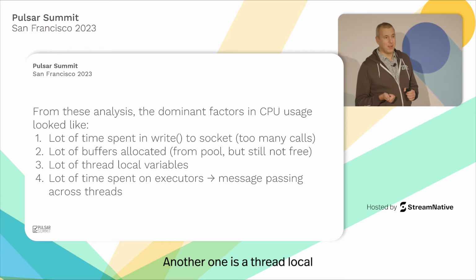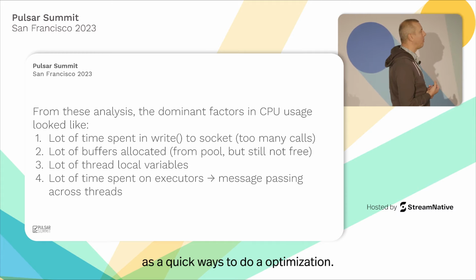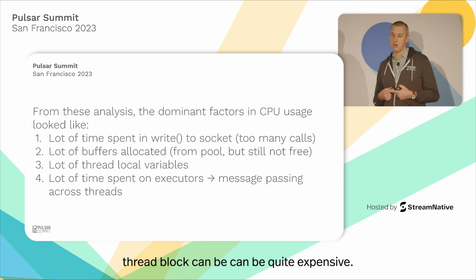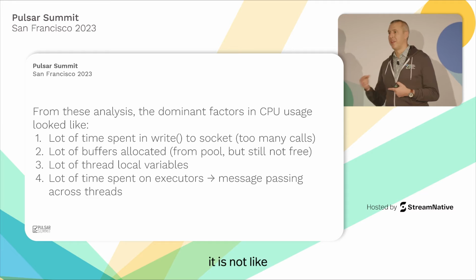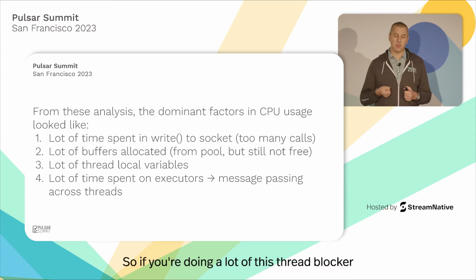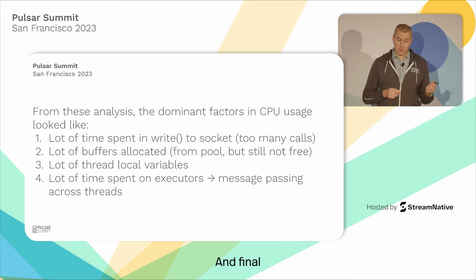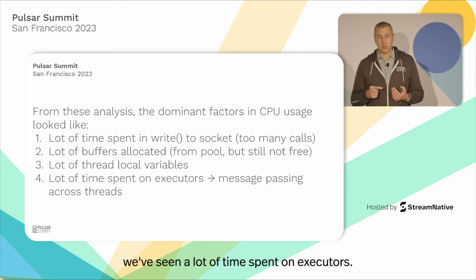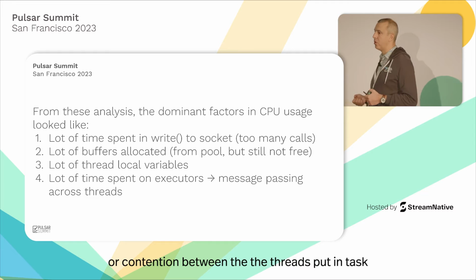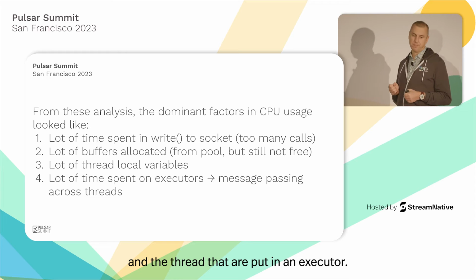Another one is thread local. We used thread local, as we introduced in the past, as a quick way to do optimization that was faster than before, but thread local can still be quite expensive. It is not like reading a normal variable. There is some volatile access, so if you're doing a lot of these thread local reads and writes, it really does impact. And finally, number 4, we've seen a lot of time spent on executors. Again, it can be due to contention when putting a task on an executor, or contention between the threads putting tasks and the thread consuming tasks from that executor.